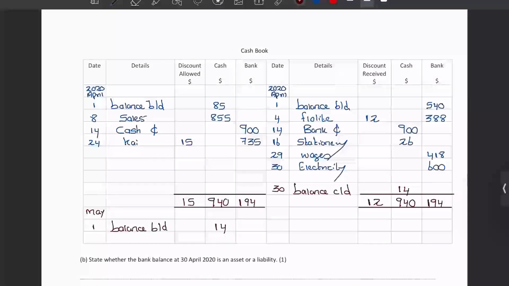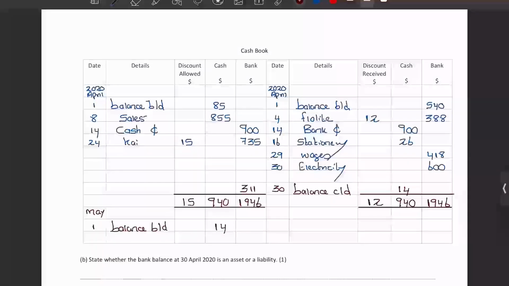1946. Put it on both sides. 1946. Okay. So 1946 minus 735 and 900. What's the answer that you are getting? 311. Super.